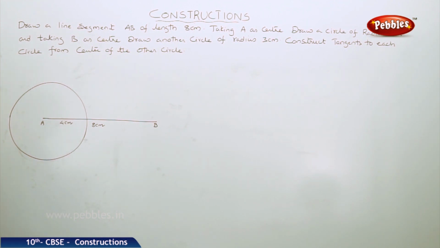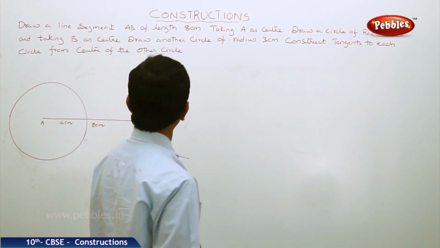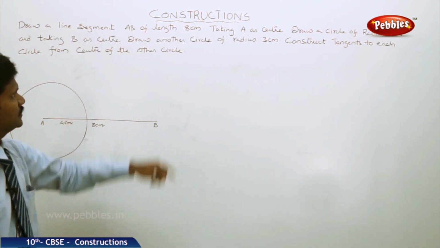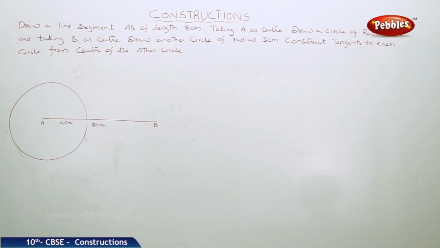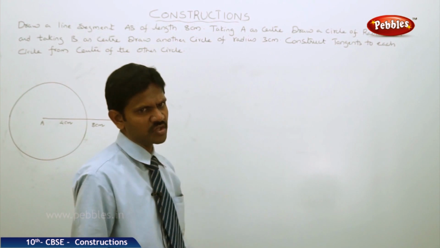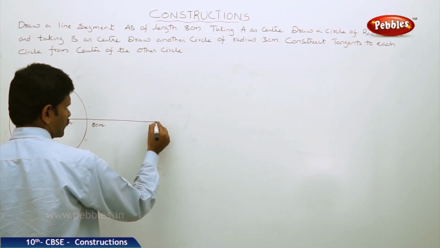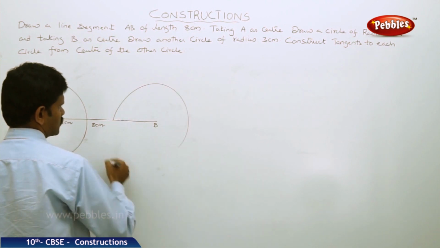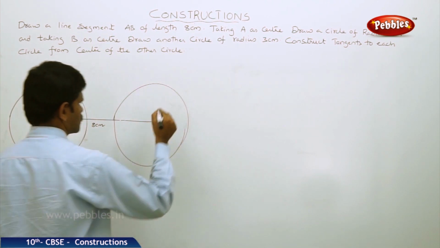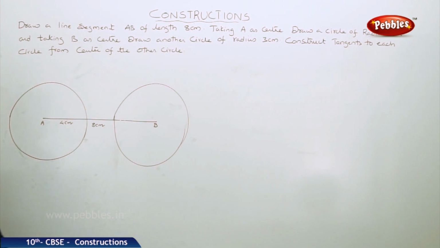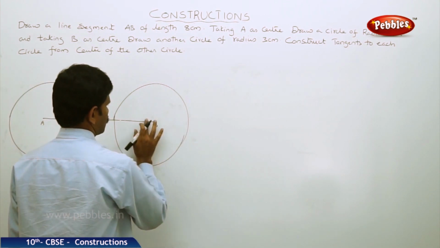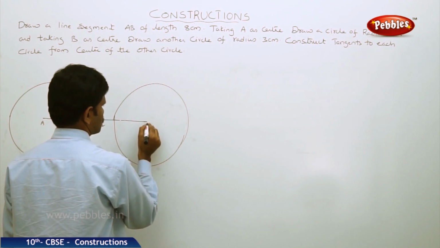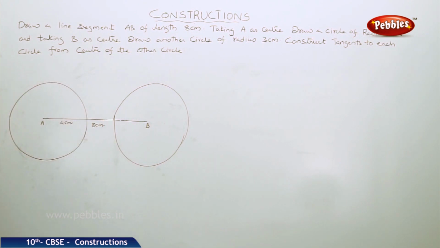Now taking B as center, draw another circle of radius 3 centimeters. Now it is the center of the circle.